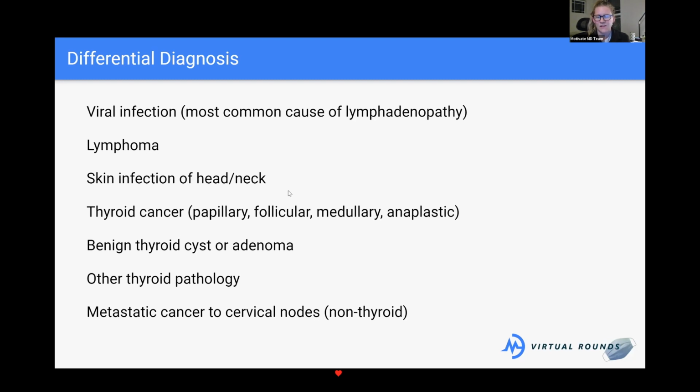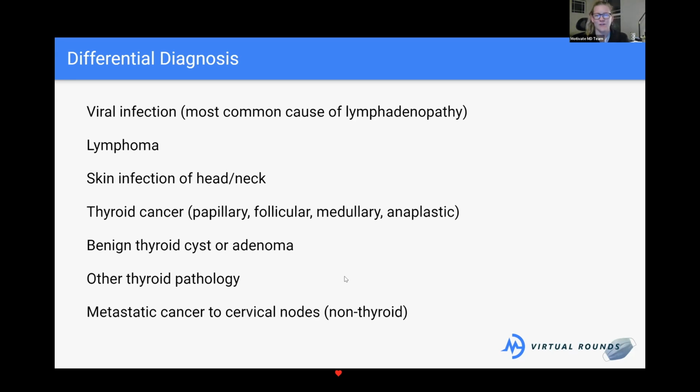Other things that would be less concerning and less life-threatening would be things like a skin infection, something like a benign thyroid cyst or an adenoma that's not going to be cancerous, or some other thyroid pathology that we don't know at this time, but could still be on the table. So pretty broad differential at this point.